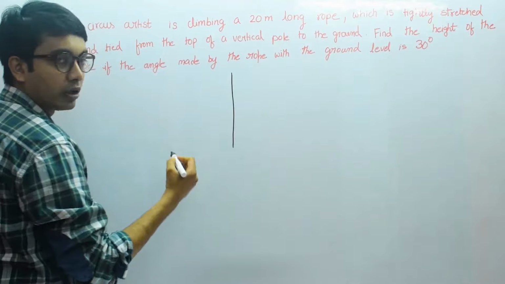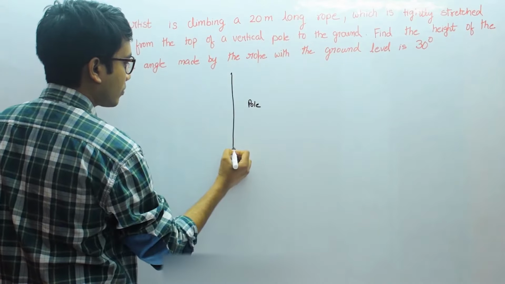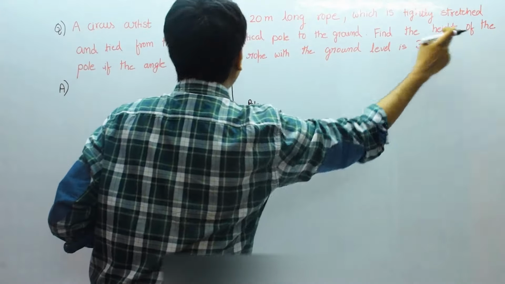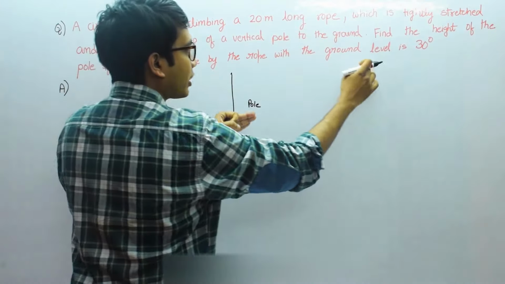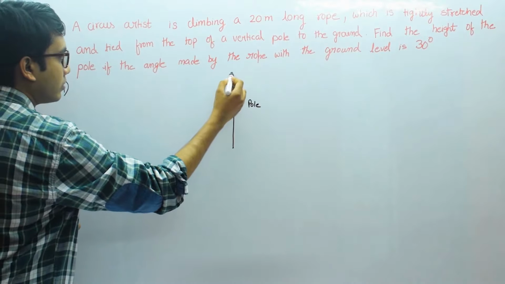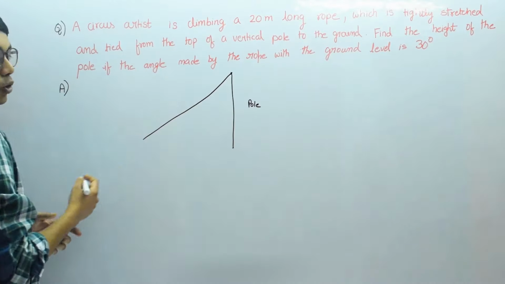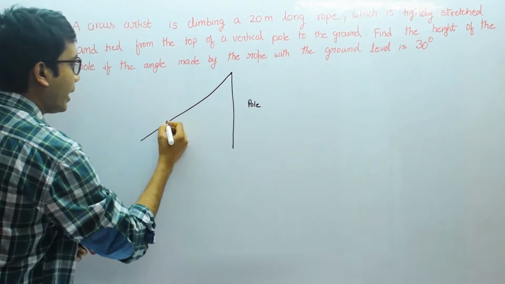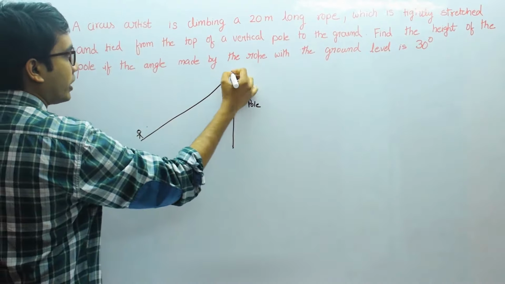Let this be the pole. A rope is tied. Okay. Find the height of the pole if the angle made by the rope with the ground level is 30 degree. Okay. Let this be the rope.